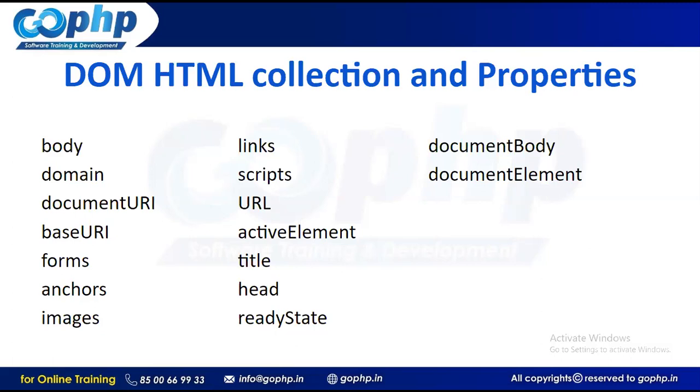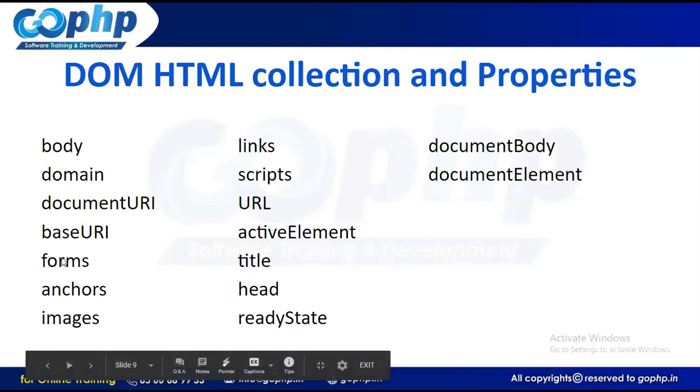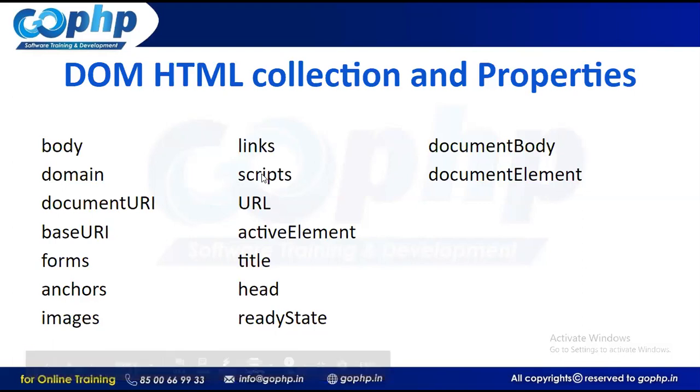There are a lot of properties in the document object, but I mentioned some of the important properties, right? Can you check the properties here? Document.body, document element, and domain. So base URL, forms, anchors. Do you see forms and anchors, images, right? So we have links and scripts. Do you observe these tags especially here? So total number of script tags, total number of link tags.